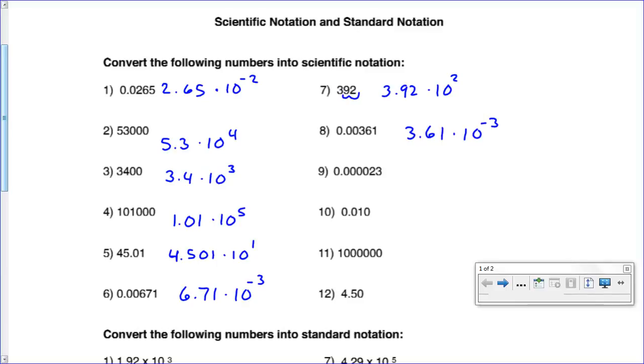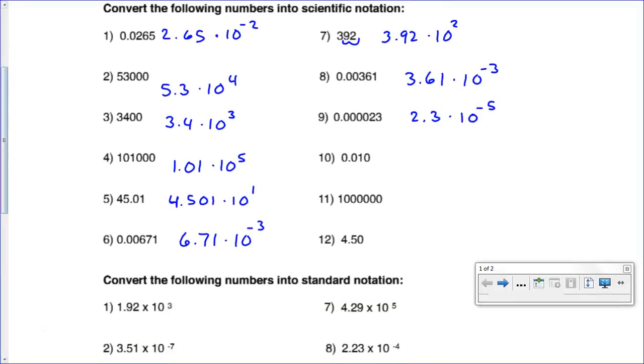This one here, another small number, very much less than 1, very small. We're going to be moving it over 1, 2, 3, 4, 5 spots. That gives us 2.3 times 10 to the, and since it was such a small number, -5. Then 0.010, another small number. We're going to move it over 1, 2 spots, and then it becomes 1.0 times 10 to the -2, because that was so small.